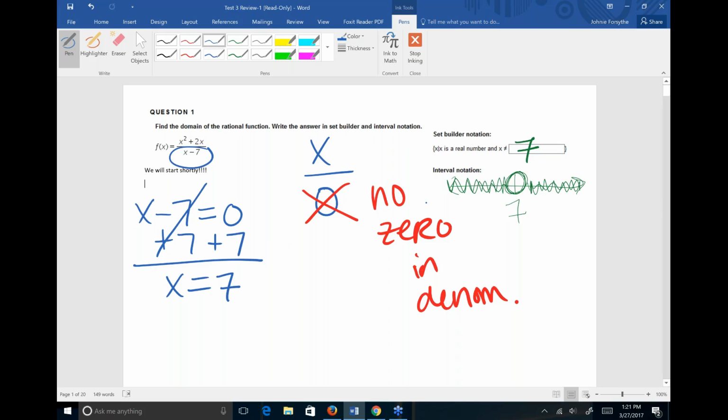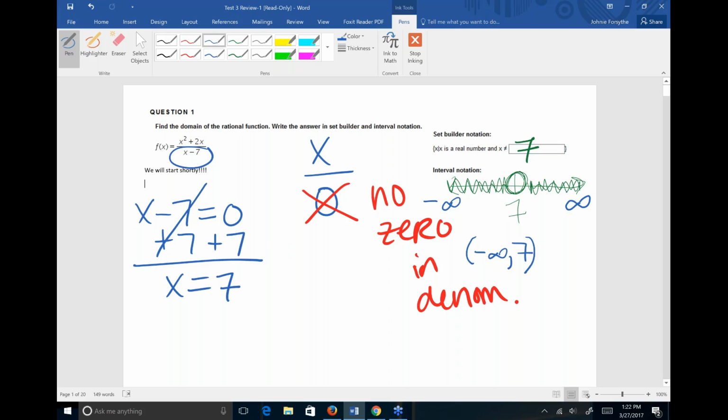On this side of the number line, that's negative infinity. And on the right side of the number line, that's positive infinity. You always want to write your interval from left to right. So starting from the left, we're starting with negative infinity. You always use a parenthesis by infinity, comma, all the way to 7. We are not including 7, so we're going to use a parenthesis.